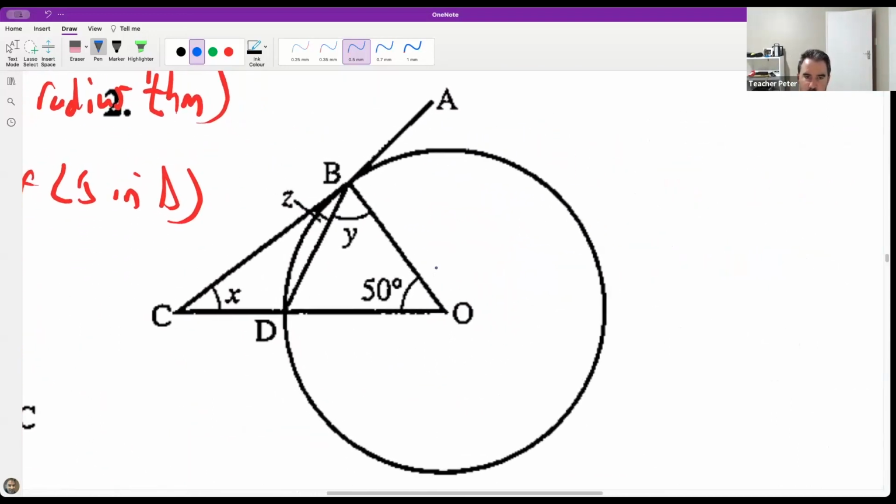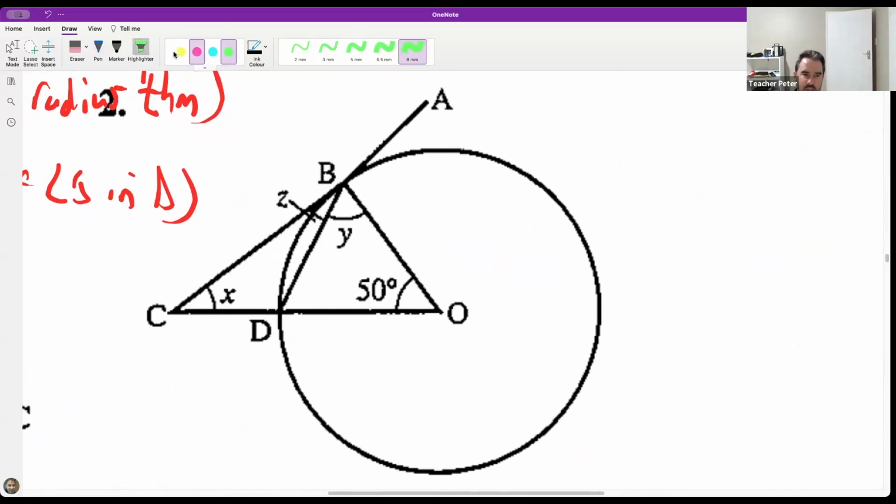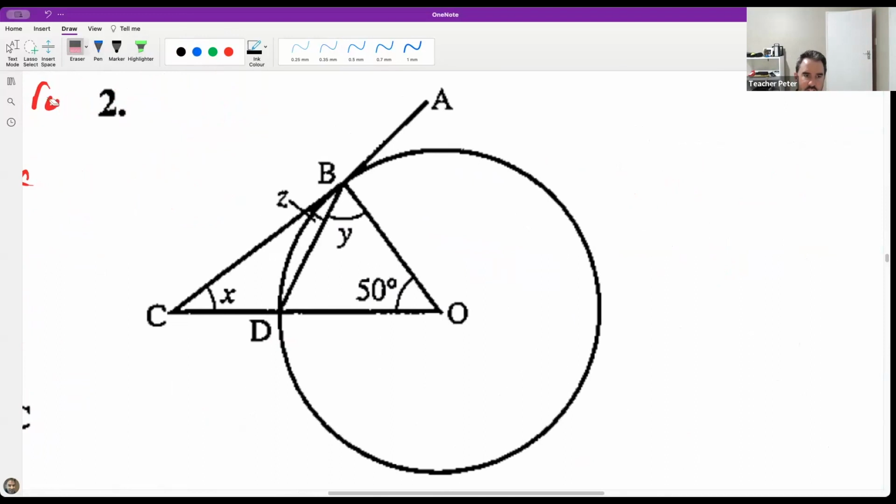Question number 2, you need to find me, let's get rid of this one over here. You need to find me angle Y, angle Z, and angle X. Which one would you go after first? I'm curious.